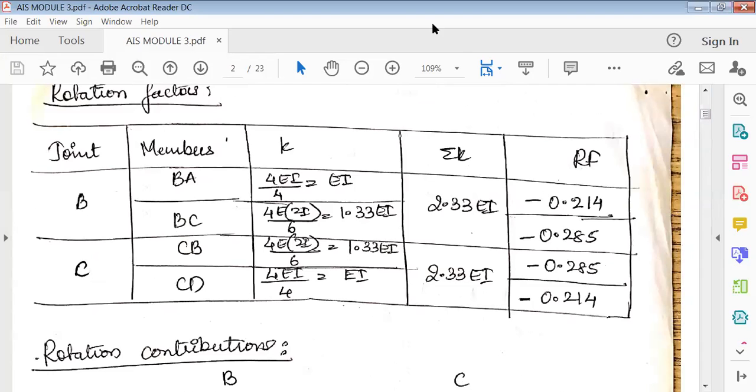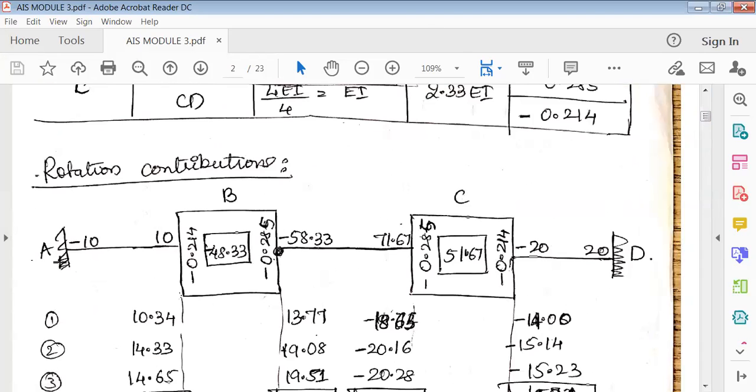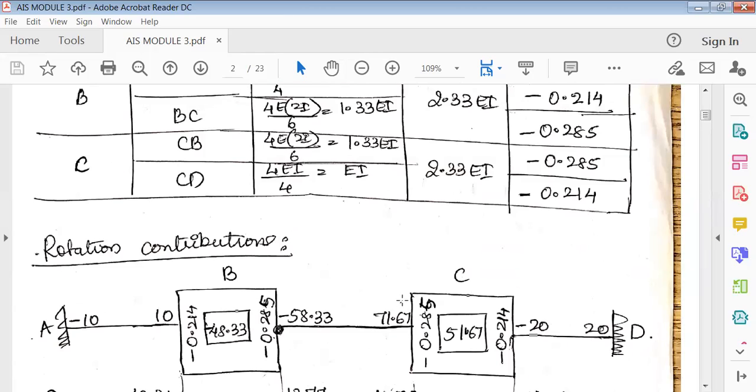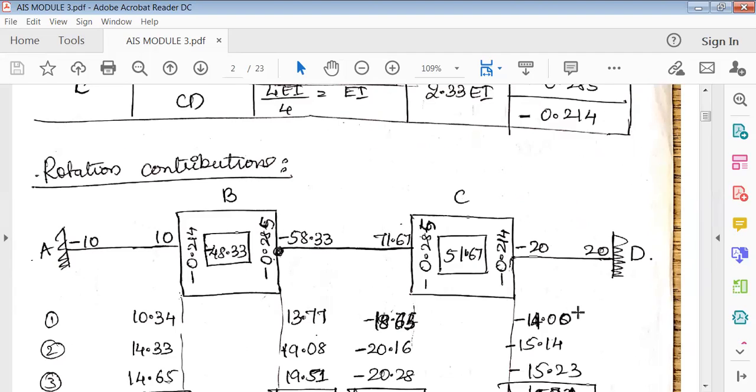First A, only where there is a rotation factor you have calculated, that particular joint, you have to draw two boxes here. One is the big box, next is the small box. Similarly at C, you have to draw the big box and small box here. Then at D, as usual, show it as a fixed end. Okay, all right. Now what to write in this is important.